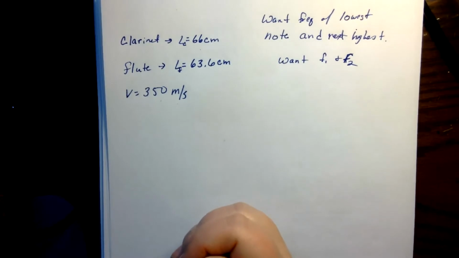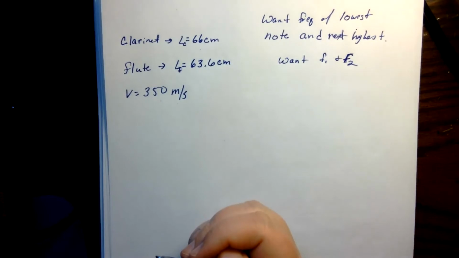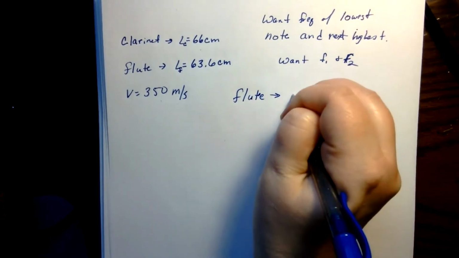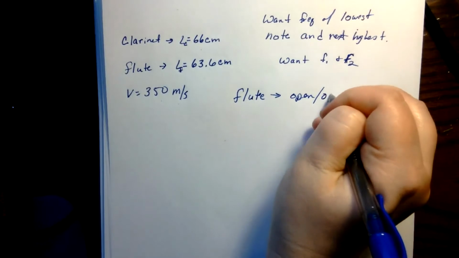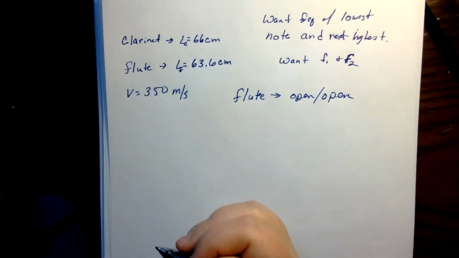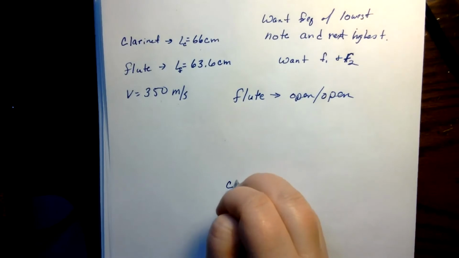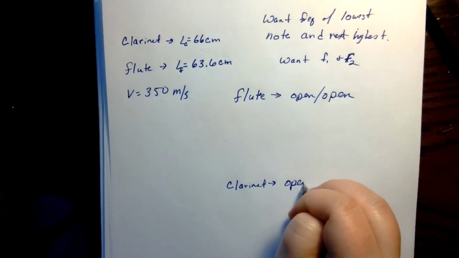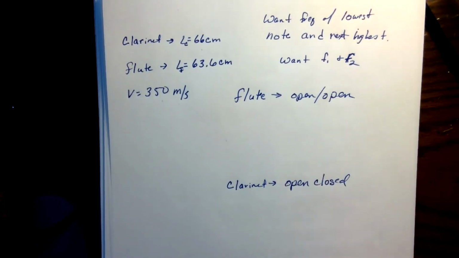For each thing, the first thing we've got to figure out is what do these look like? Which one is open, clarinet or flute? Okay, our flute is going to be open. Our clarinet is going to be open-closed. Okay, let's start with our flute first.